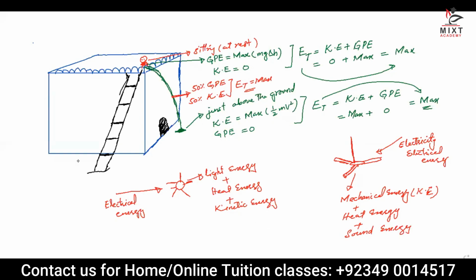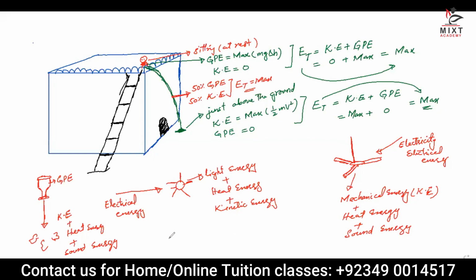Similarly, for example, you dropped a glass from your hand. This glass has gravitational potential energy, as you are drinking the water. Now you drop the glass, and the glass breaks into pieces. So the gravitational potential energy will be converted into kinetic energy, heat energy, plus sound energy.